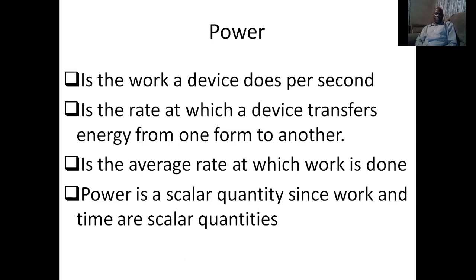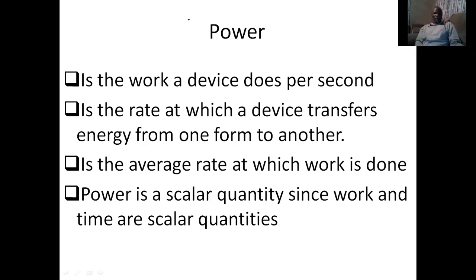And so the average rate at which work is done is power. So power is a scalar quantity because it has only size and no direction. So it has only magnitude and it has no direction. Because the work and the time which define power are scalar quantities, even power itself is a scalar quantity. It's a quantity which has no direction.